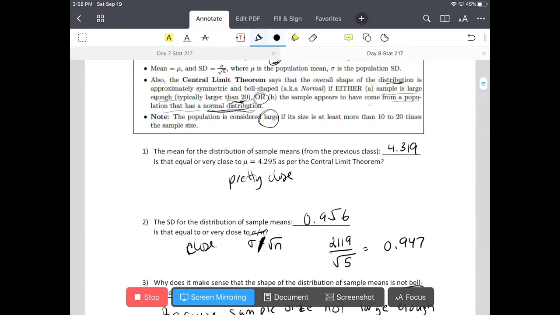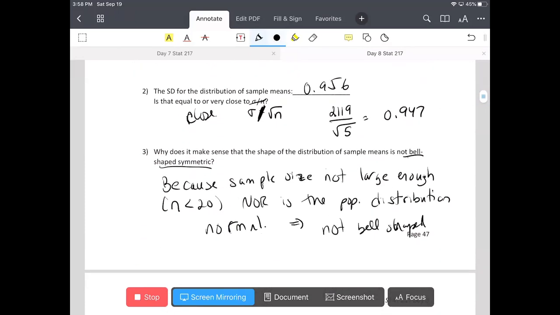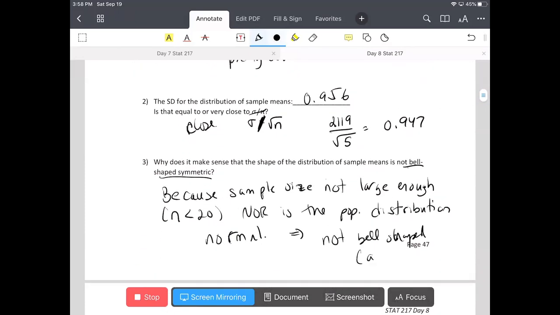It says bell-shaped or approximately symmetric. It's not going to be symmetric, not bell-shaped.